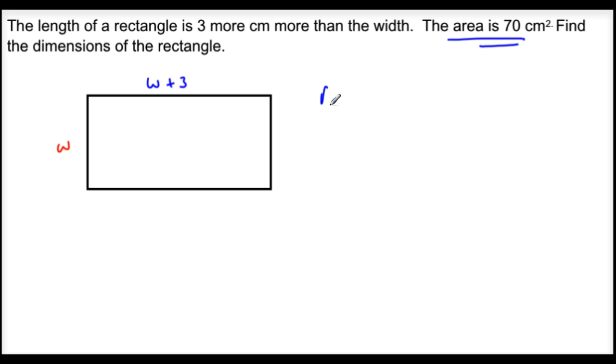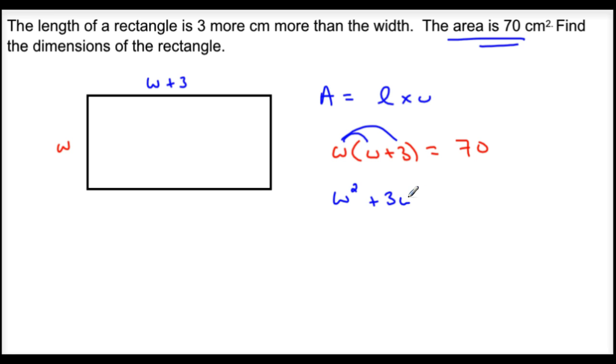How do I find the area of a rectangle? Length times width. Substitute what we have. We know what area equals. We know what the length equals. We know what the width equals. So we got W times W plus 3 equals 70. So the product of the length and the width equals 70. Now what? Distribute. W times W, W squared, plus W times 3, 3W equals 70.